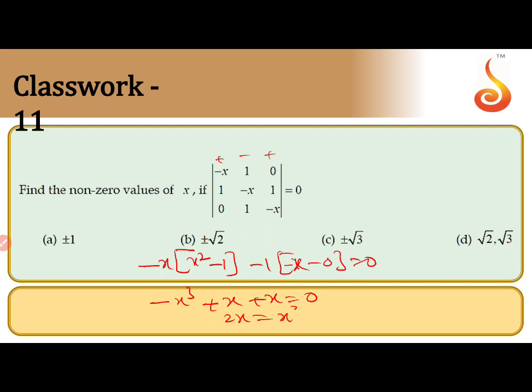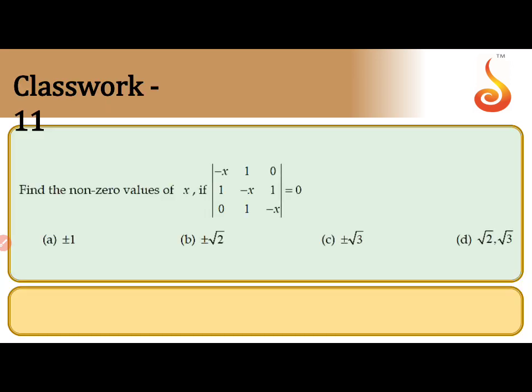So 2x equal to x cube. x cancels, so that means x square equal to 2. That implies x equal to plus or minus root 2. For minus x into x square minus 1, for minus 1 into minus x minus 0, and simplify to get the answer. X equal to what? Plus or minus root 2.